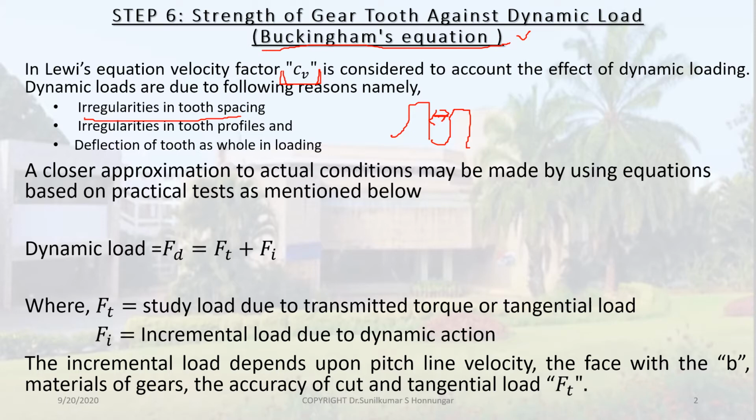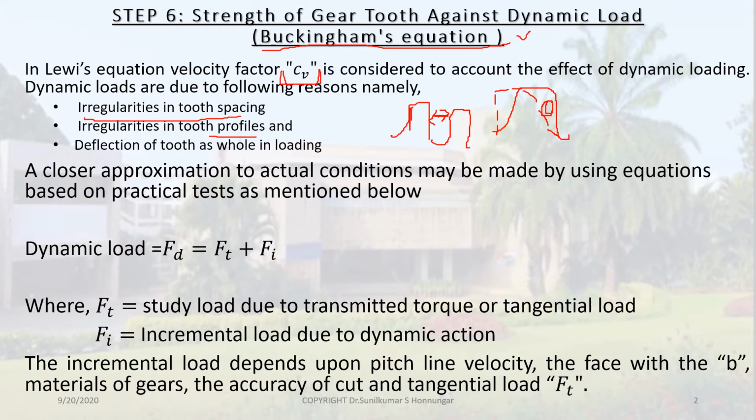There is one more irregularity, in the tooth profile. What do you mean by tooth profile? This is the form, the involute, and irregularity may also be there. The last problem causing dynamic load is deflection of the tooth as a whole under loading. If you consider a non-rigid body, a tooth is going to get deflected whenever it comes in contact with its mating pair.